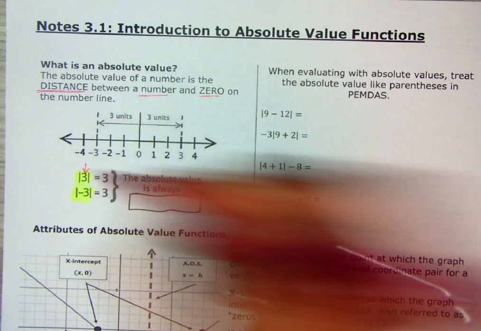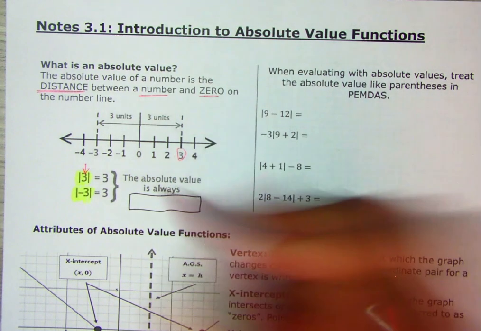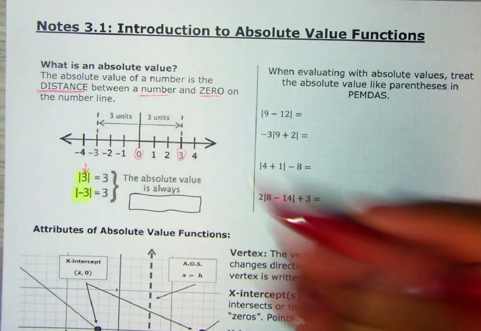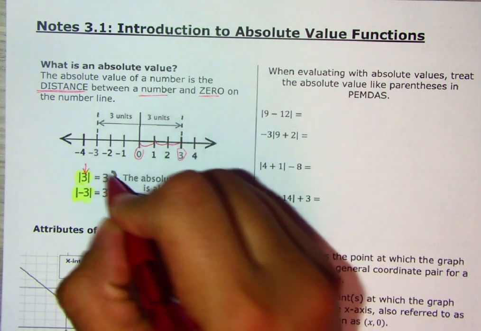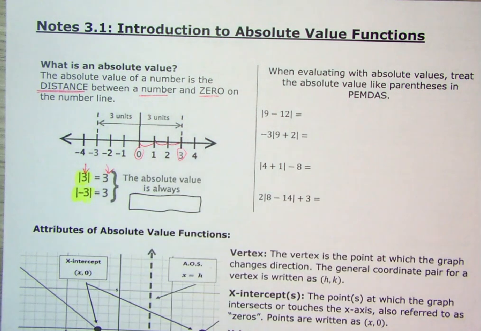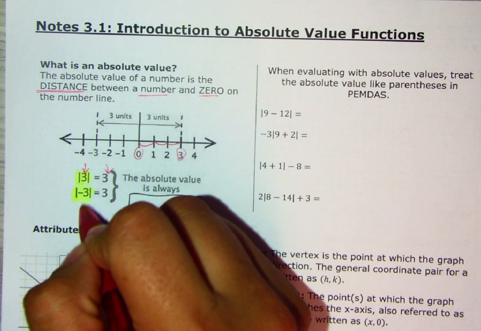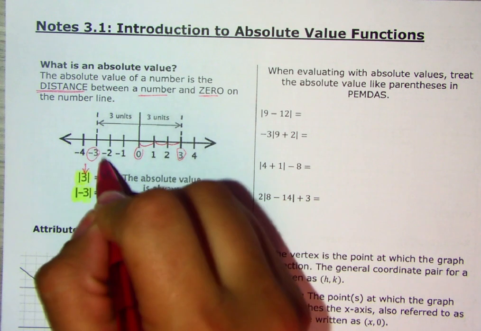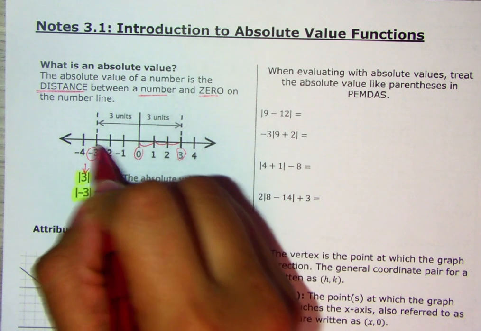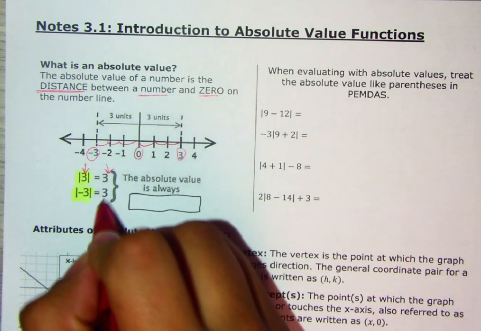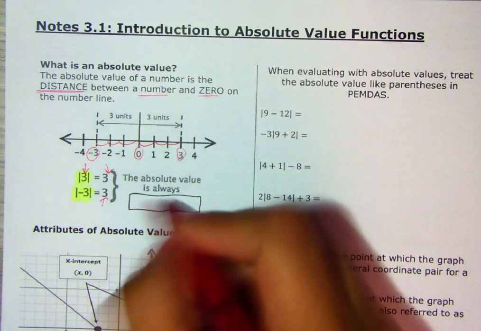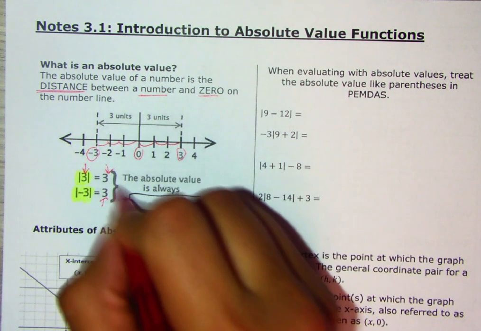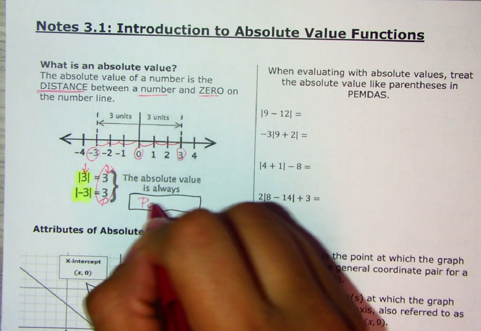So the 3 is right here, and the 0 is right there. How far away is 3 from 0? That is 3 spaces. So that's why the answer is 3. Over here, we have an absolute value of -3. -3 is here, 0 is here, so that is 1, 2, 3. 3 spaces away from 0. So your absolute value answer will always be a positive number.